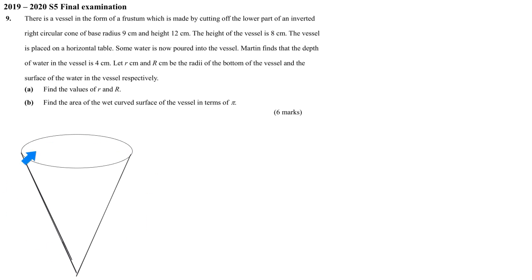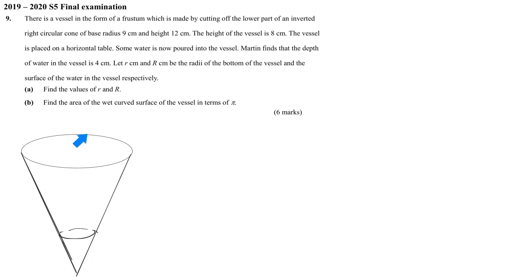That means it's not a cone, but it's made by a cone, and then we cut off the lower part. So in this cone, we cut off this part. And reading carefully, the frustum is made by cutting off the lower part of an inverted right circular cone. That means it's talking about the original material of base radius 9 and height 12 cm. We are not talking about recutting off a cone which is 9 cm and 12 cm here.